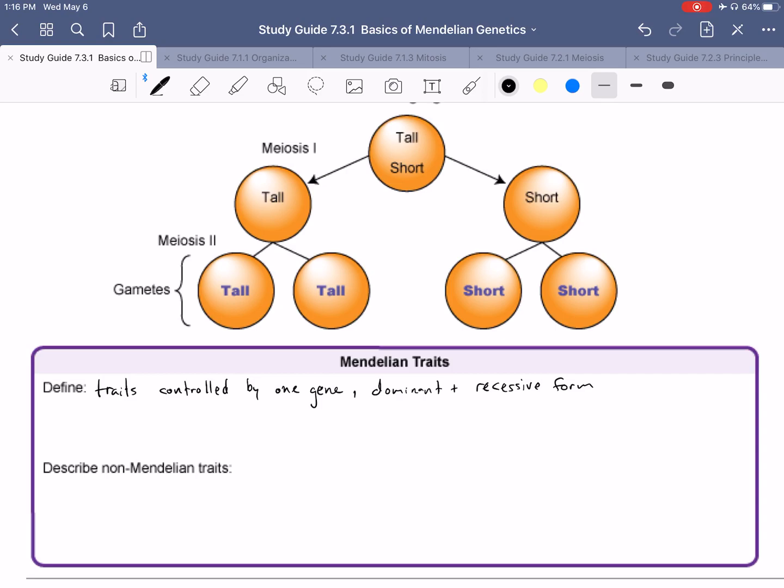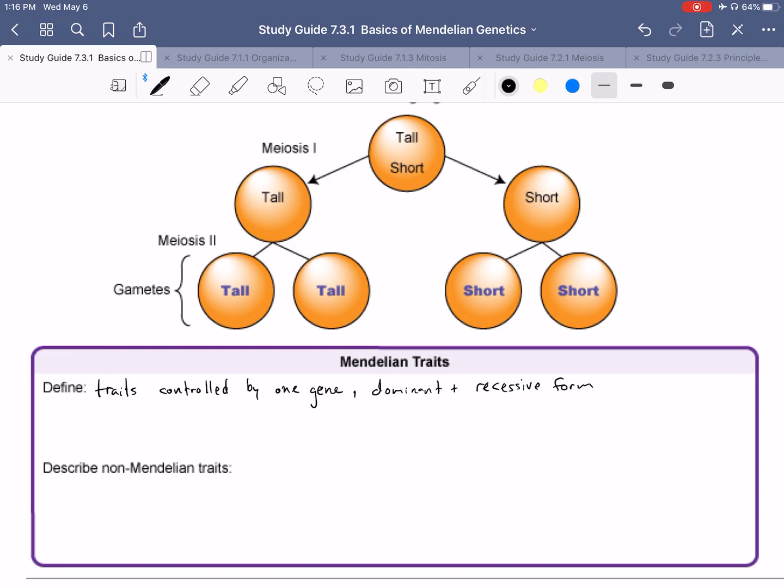What is another trait that is controlled by more than one gene? I would say skin color. All right, so skin color comes in a vast range. Some people have very dark skin, some people have very light skin, and a lot of people have skin right in the middle. So skin color is a trait that is controlled by more than one gene.